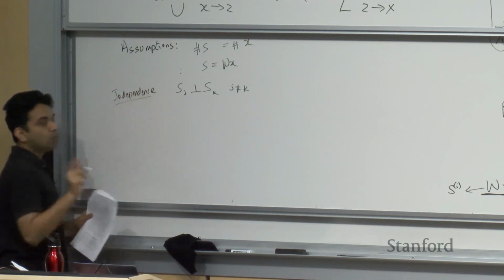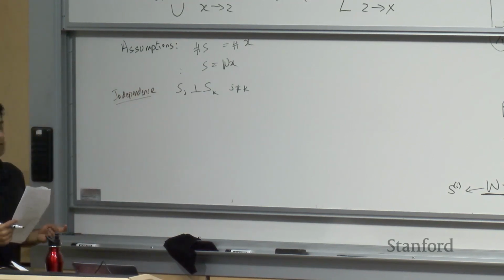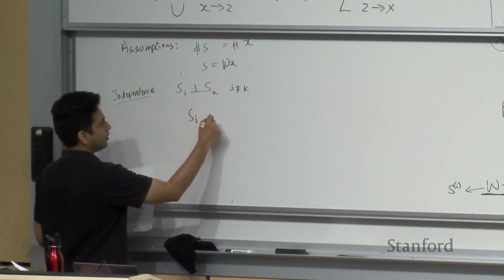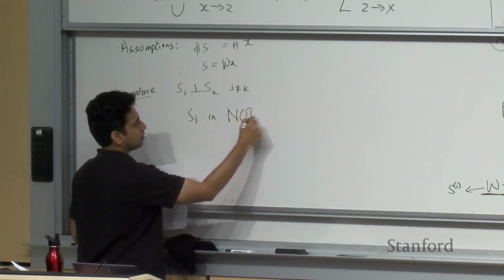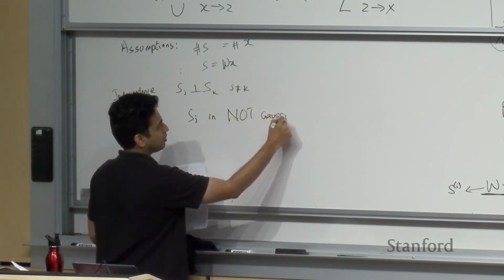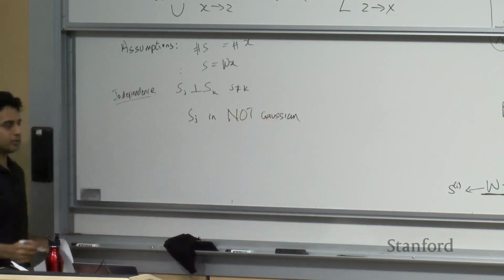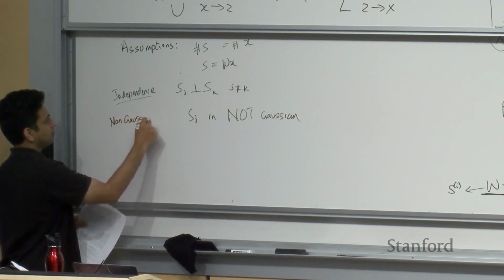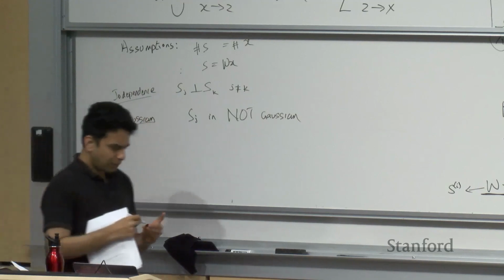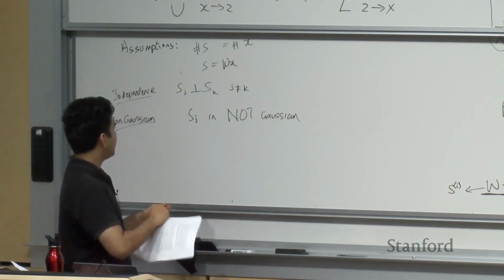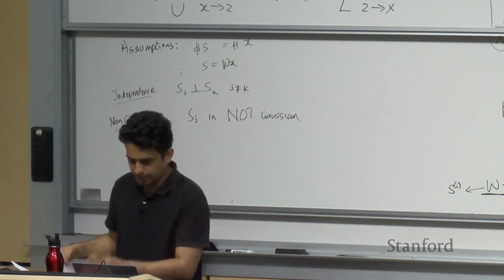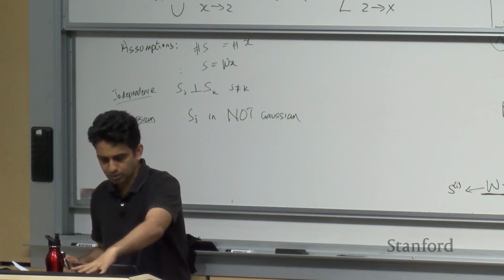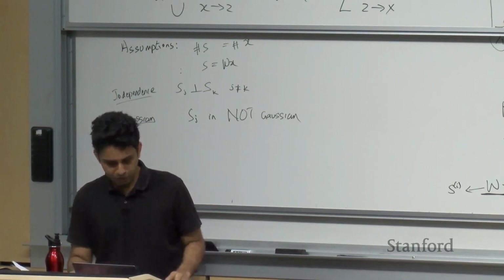We need to make one more assumption that will allow us to solve this problem. The last assumption that we are going to make is that Sj is not Gaussian. So this is a non-Gaussian assumption. Why do we need to make this non-Gaussian assumption? Let's see a few pictures, and hopefully that will give some intuition.